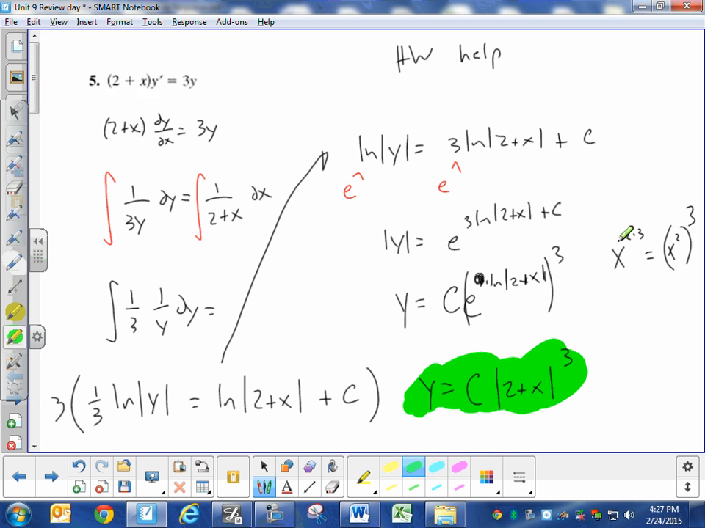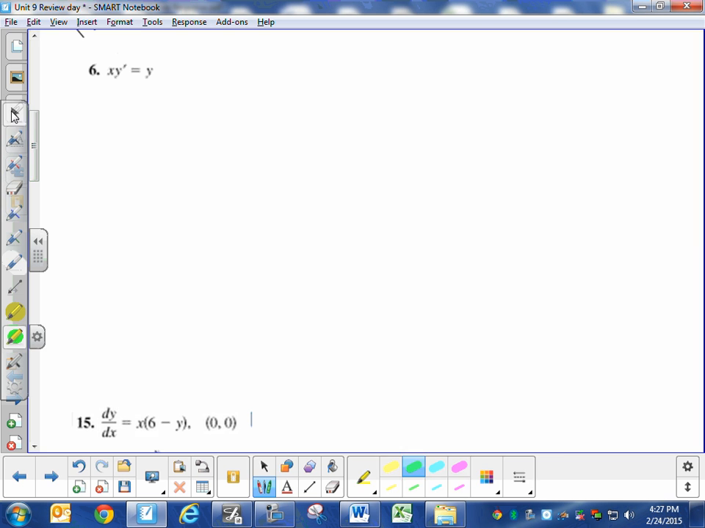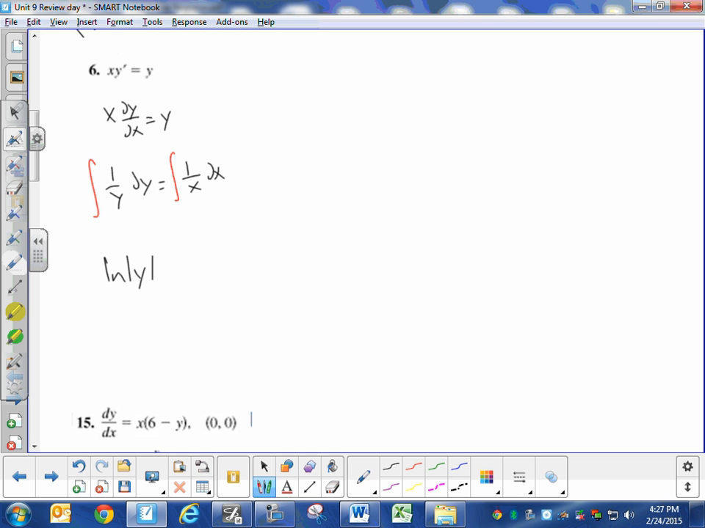Okay, so using this power property, we simplified this to be that. Let's do the next one, number 6. x y prime is equal to y. Well, I'll start by rewriting it. I'll then separate my variables. I'll have 1 over y dy equals 1 over x dx. I can take the antiderivative of both sides. The antiderivative of both sides is log absolute, and you have the c over on that right side.